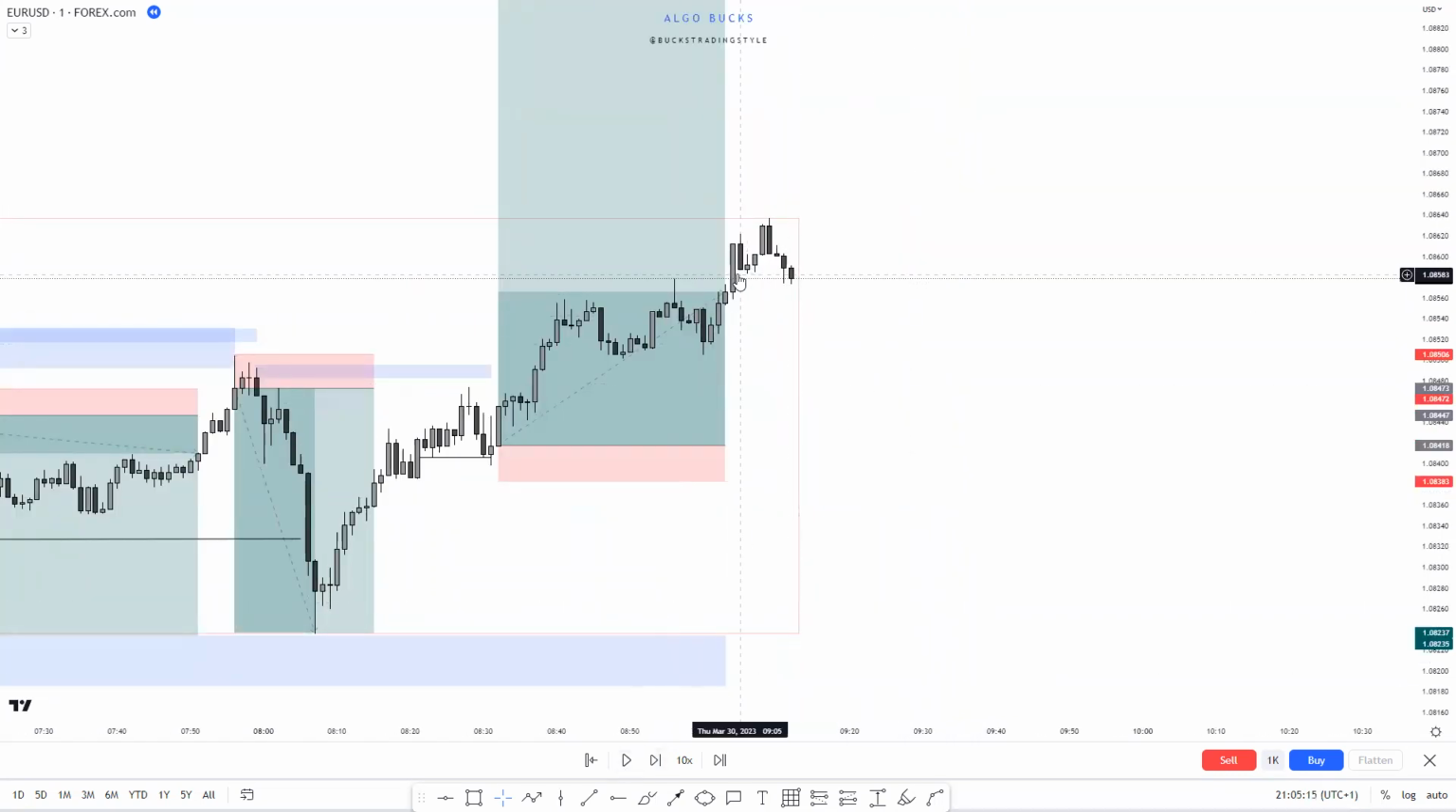So right here, price took out this low. Price took out this inducement low. It gave us this 1-minute EPA. And immediately price mitigated that EPA. Price gave us a rejection candle.